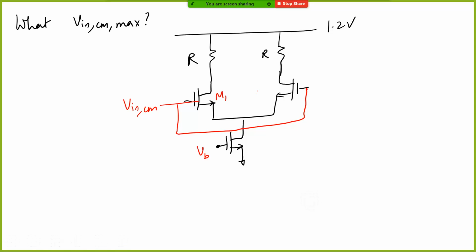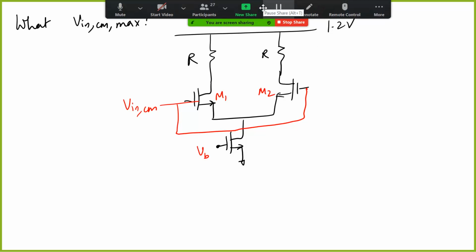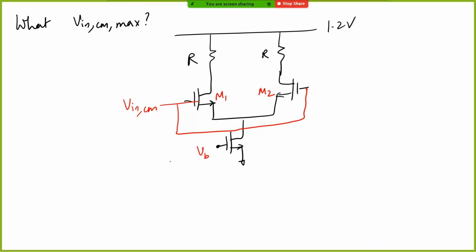Let me give you a clue. M1 and M2 should be in saturation. Okay, anyone? I hope you guys are following. It will go into the triode region. Yeah, why will it go into the triode region? You're right, but why will it go into the triode region? Because the VGS will become less than VDS plus VT.